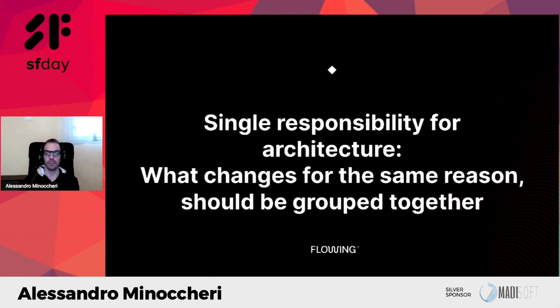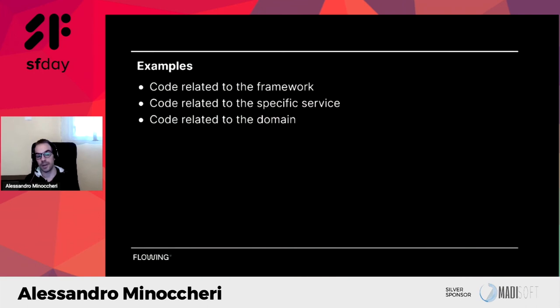For example, code related to the framework should be grouped together, for example, in the infrastructure layer directory. Code related to the specific service should be grouped together in a specific context, for example. Code related to the domain should be grouped together inside the domain layer. So we are saying that there is an important distinction between domain and infrastructure. You can also have the application layer, as Neil said before, but this is not the main focus of this talk.